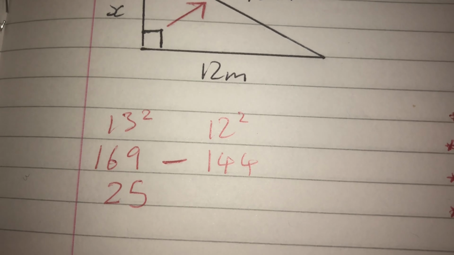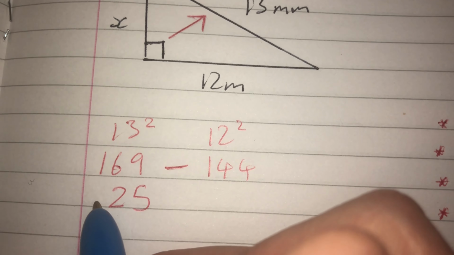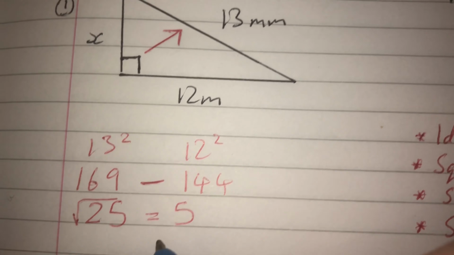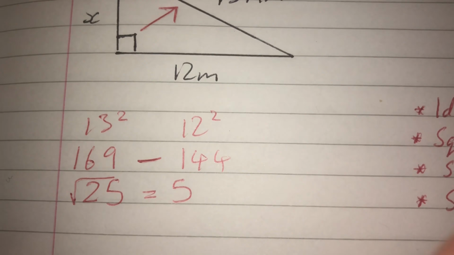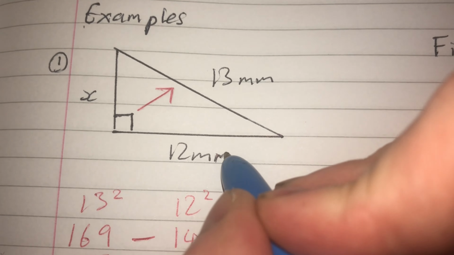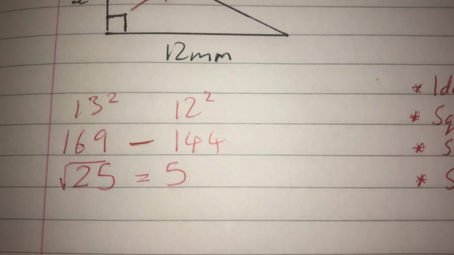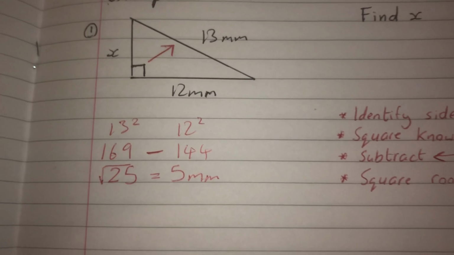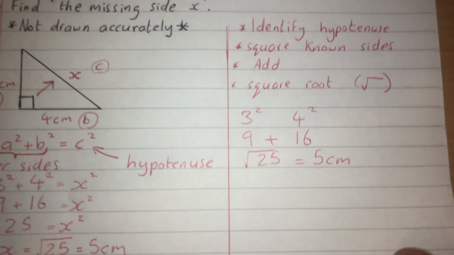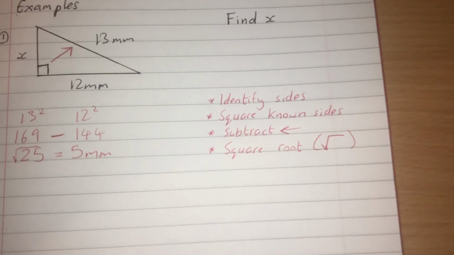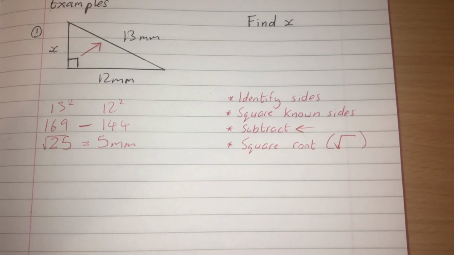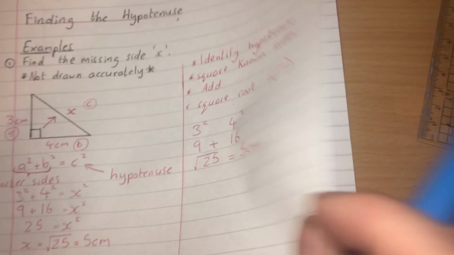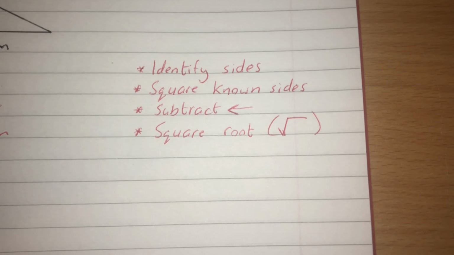And again, 25 is a nice round square number. So I should know that the square root of 25 is in fact 5. And again, the units of my answer in this case, sorry, that was my mistake, that should say millimeters there as well, is millimeters. Okay, so not much of a difference when we're finding a hypotenuse or finding a shorter side. Just remember, if we're finding a hypotenuse, we add after we square the numbers. If we're finding a shorter side, we subtract after we square the numbers.